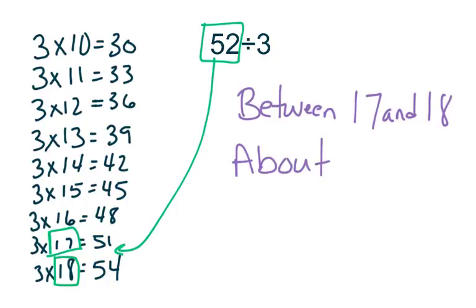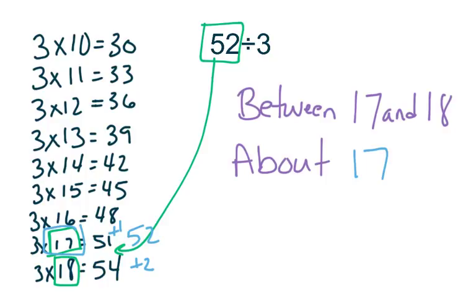So now I need to figure out, well, which is going to be closer to my actual quotient? Is it going to be 17 or is it going to be 18? In order for me to do that, I'm thinking about 52. What do I need to do to get to 52? Well, when I'm at 51, I just need to add one more. When I'm going from 52 to 54, I need to add 2 more. So my actual quotient is going to be about 17 or closer to 17.